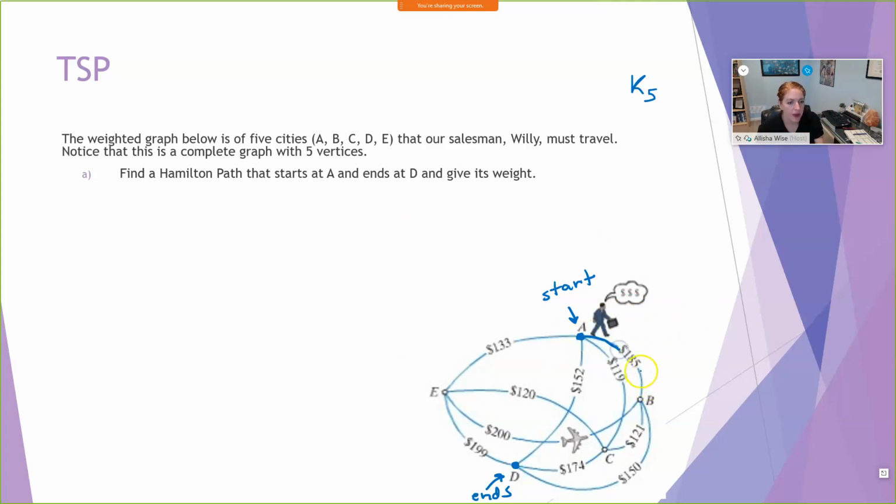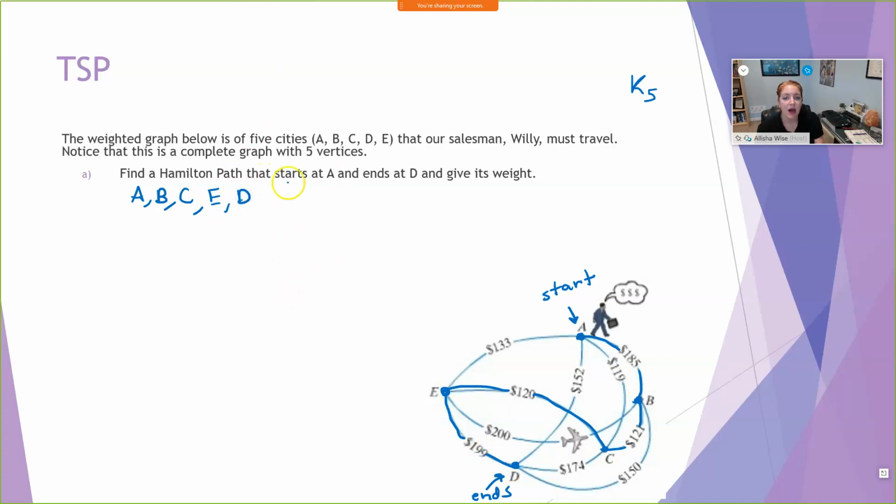So maybe we're going to go from A to B. I like to go in alphabetical order. So let's go to C next. And then we can't go to D because we actually have to end at D. So I'm going to travel to E first. And then I'll end at D.